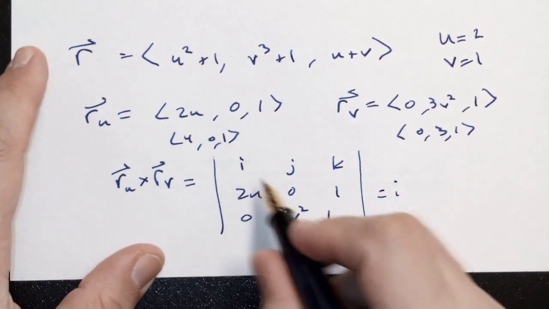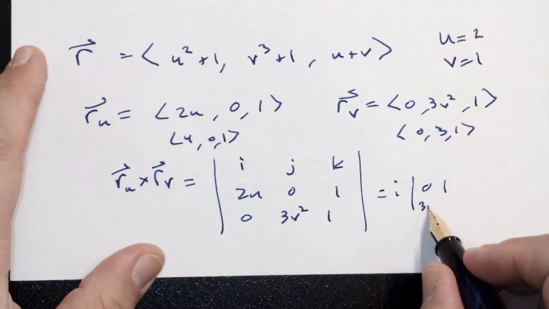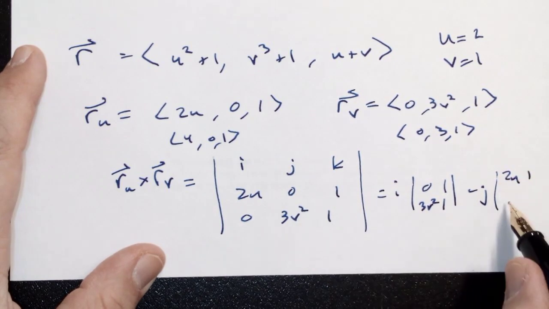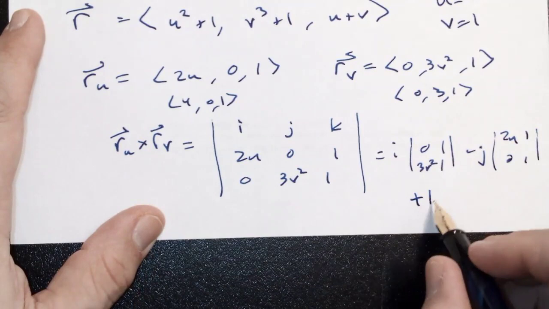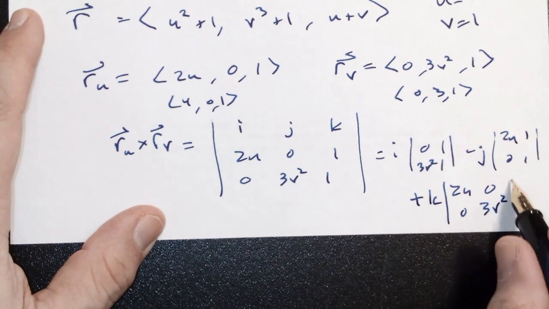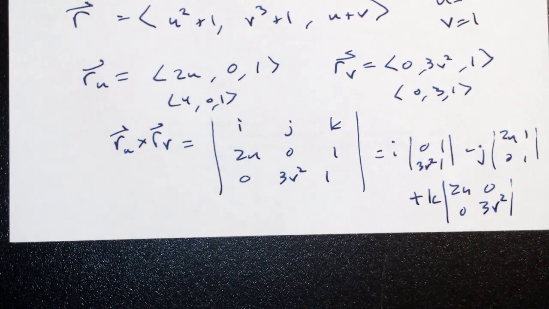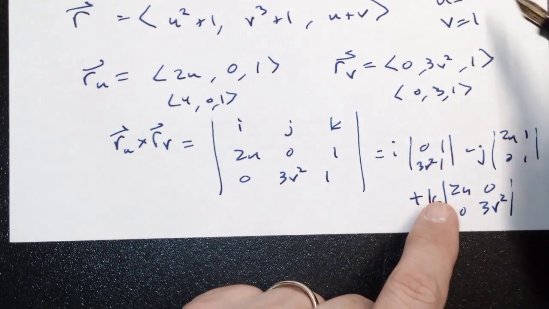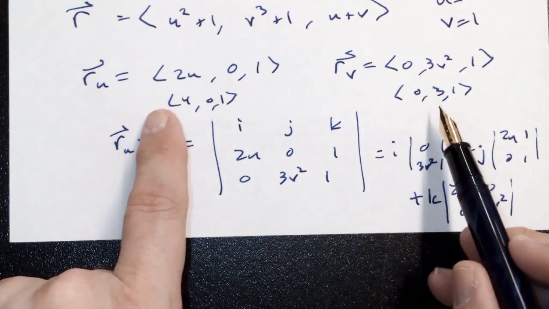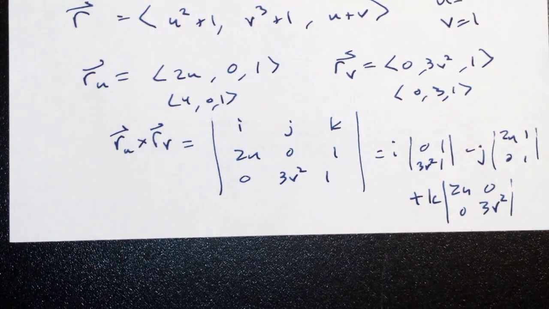So i times the determinant of 0, 1, 3V squared, 1, minus j times 2U, 1, 0, 1, plus k times 2U, 0, 0, 3V squared, right? So that's 6UV squared. So that's 6 times 2 times 1, that's 12. But if I do it with these, it'll be 4 times 3. Isn't that 12 also? It's going to work out the same whether I plug in the numbers first or plug in the numbers last.